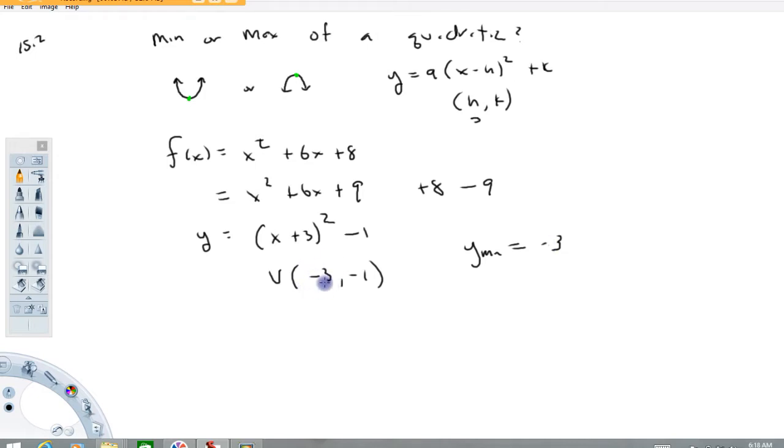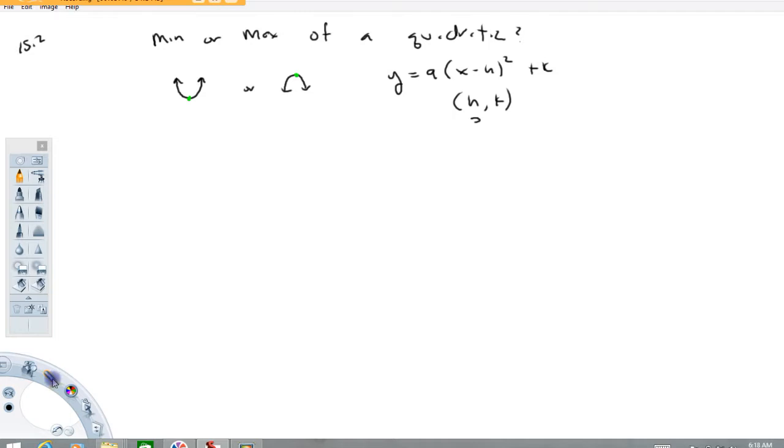Let's take a look at the next one down. All right, the next function is f of x equals minus x squared minus x plus 6. I'm going to take note here that we have a minus sign in front of the x squared. That means this thing opens down, and what we're going to be finding is a maximum value.